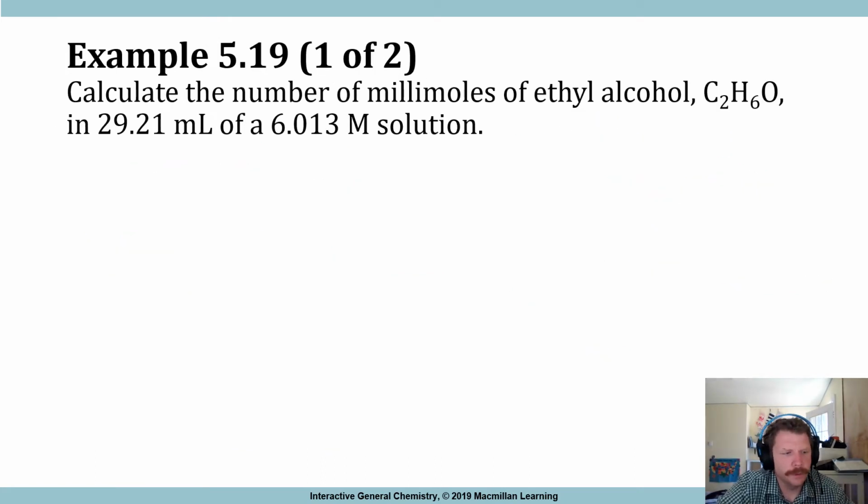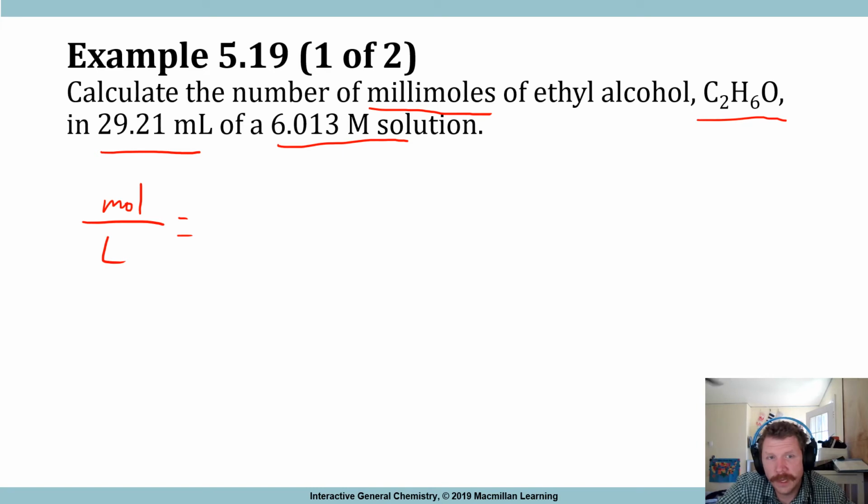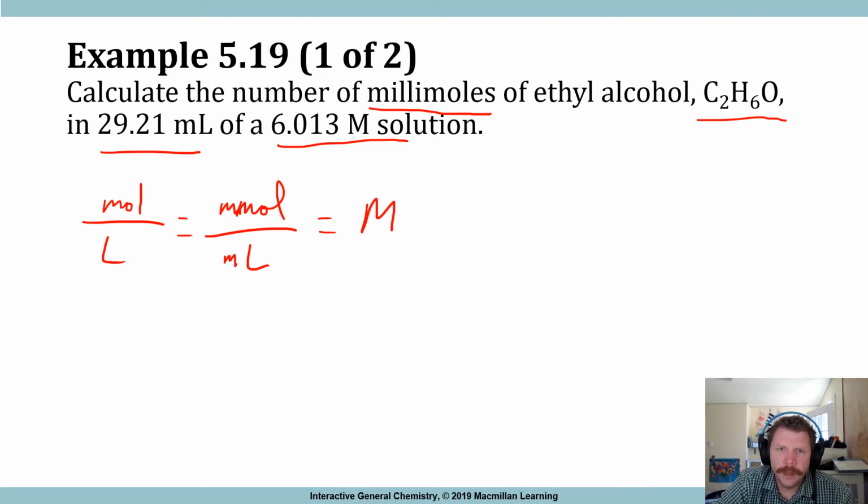Another thing we can do is this sort of calculation. We want to calculate the number of millimoles of alcohol, C2H6O, in 29.21 milliliters of a 6.013 molar solution. If you remember what we saw earlier, moles per liter is the same as millimoles per milliliter, and that's all equal to our capital M.